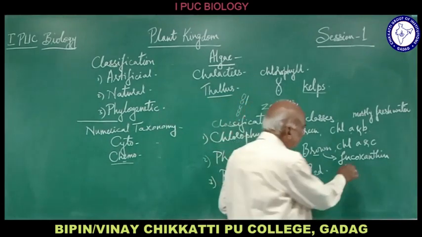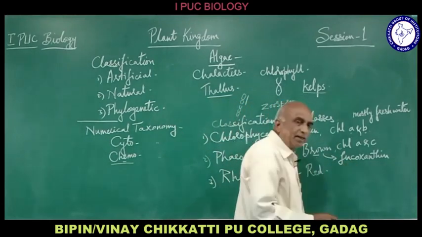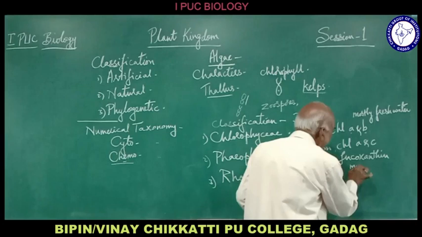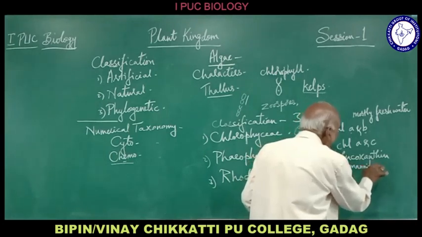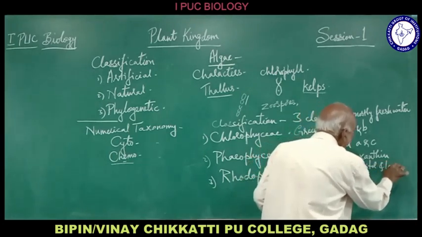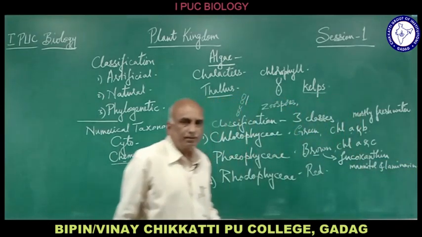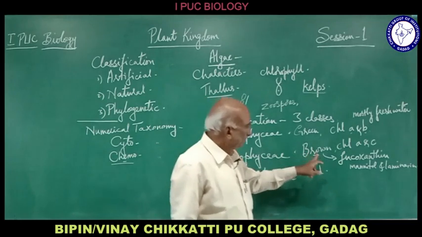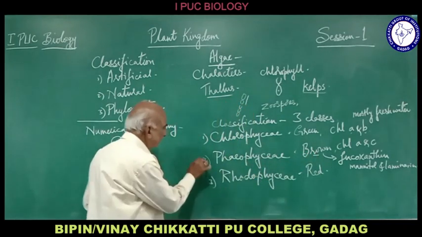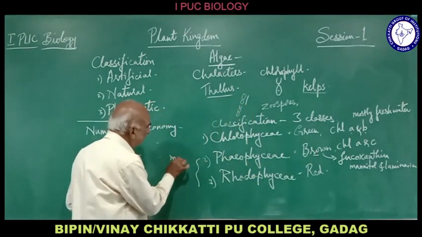And the storage products seen in brown algae are mannitol and laminarin. And these two are mostly marine.